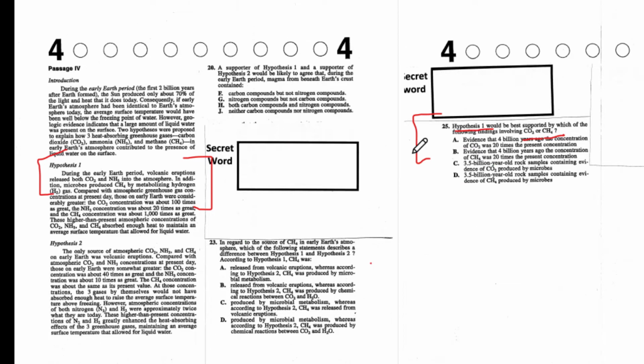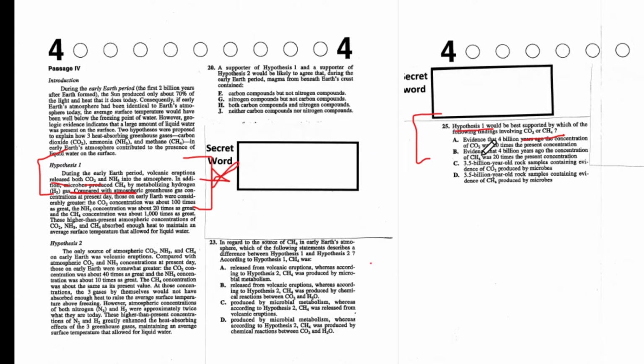Alright, so when I came over here, I know that hypothesis 1 is over here. I need to find CO2 and CH4. So CO2 is here, and CH4 is here. It says CO2 is released, and then here it says the CH4 is produced by microbes. So I know that I'm looking for releasing CO2, and I'm looking for produced by microbes. That's the topic sentence, nouns and verbs. So the answer choices have to match that.